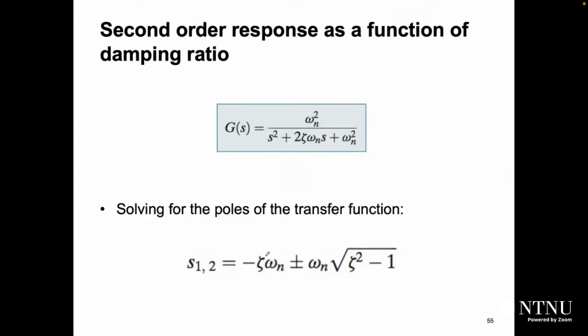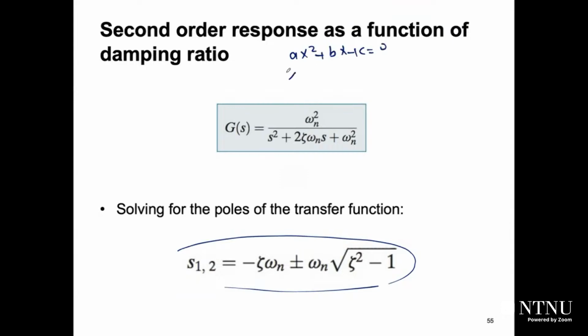So now we have the second order response as a function of damping ratio. If you want, you solve for those poles using the formula. So P1 and P2, or S1 and S2, will be minus zeta multiplied by omega n, plus or minus omega n multiplied by the square root of zeta squared minus 1. If you want to get this, it's easy. We will use the formula. Just remember a x squared plus b x plus c equals 0. So x1 and x2 will be minus b plus or minus the square root of b squared minus 4ac, divided by 2a. We will apply this one here.